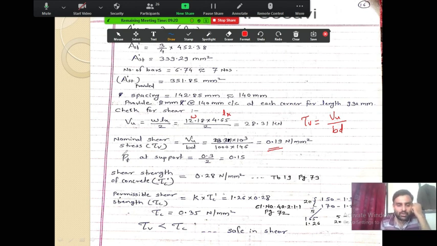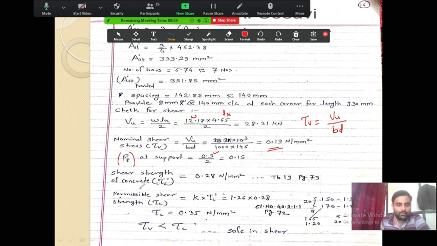Now the percentage of steel at support. The percentage of steel at support is equal to percentage of steel divided by 2. We assume that half of the steel is provided at the support. That is what we have assumed. So the percentage of steel is equal to 0.3 divided by 2, that is 0.15.